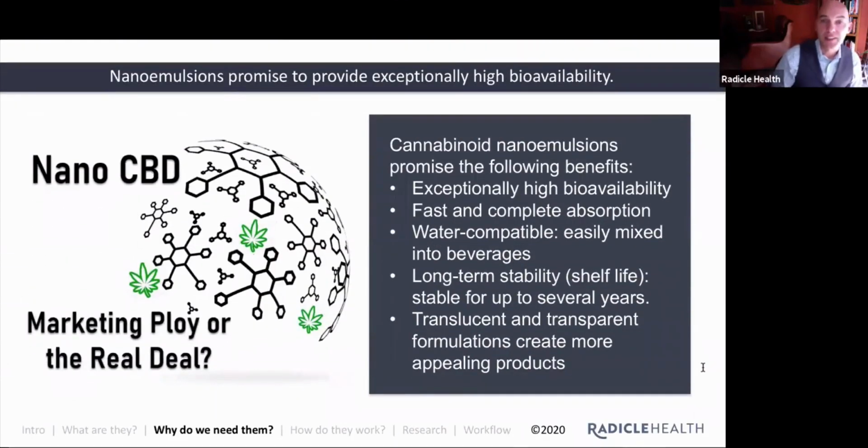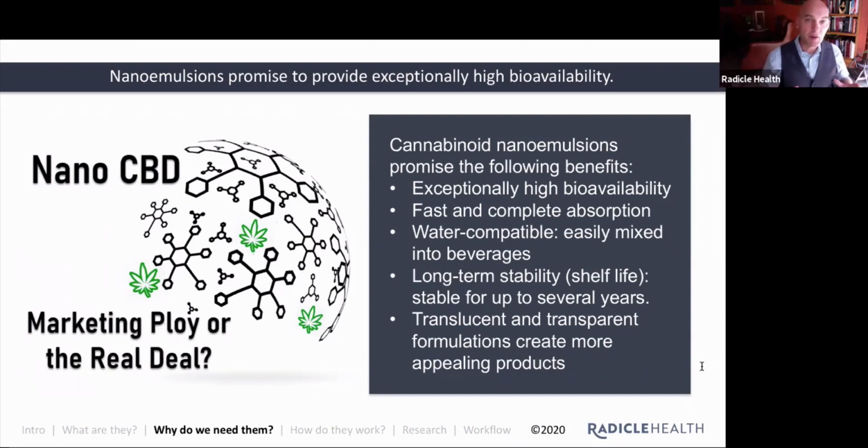So nanoemulsions promise to provide exceptionally high bioavailability. They can be taken orally, they can be applied to the skin, and again, they have rapid onset. Some manufacturers state that onset can occur in the mouth almost immediately upon oral administration. For some consumers, this means higher potencies, faster onsets, lower doses, which means cost savings, and more product options because nanoemulsions are water compatible and they can easily be mixed into beverages at any concentration.